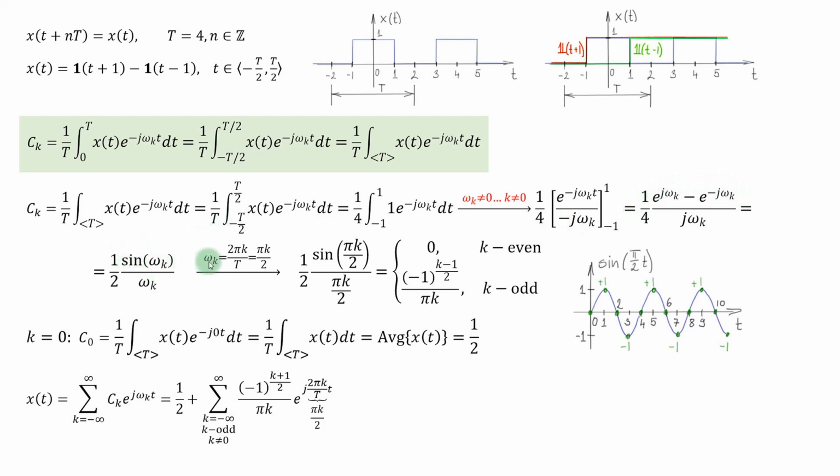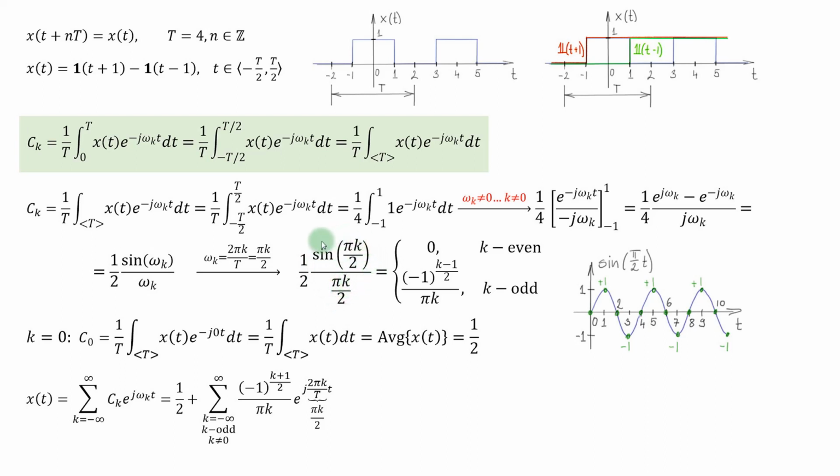Now I will substitute that omega k is 2 pi k over T. Or when I substitute that T is 4, I will actually get that this is pi k over 2. And after this substitution, I will get this result. Now, what does this equal? Well, first note that these two will cancel each other out, so what I'm left with is this sine divided by pi times k.